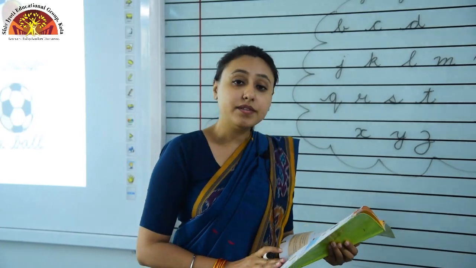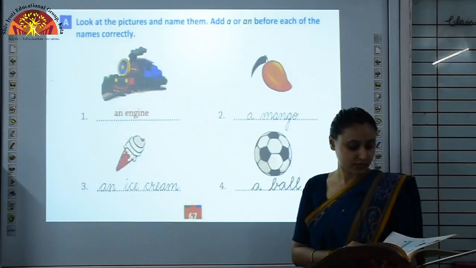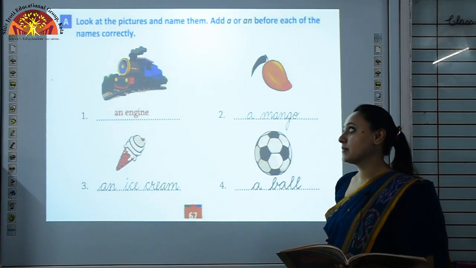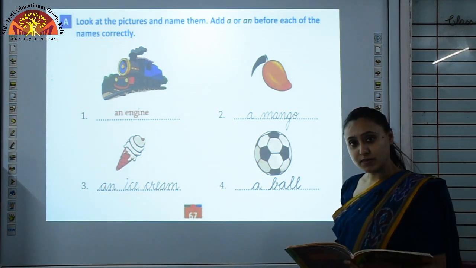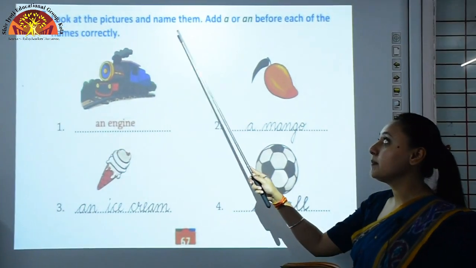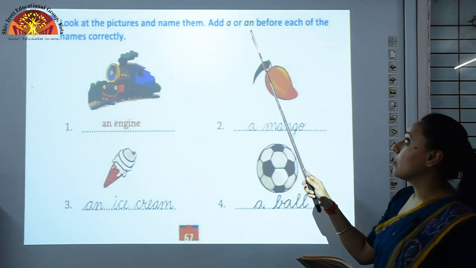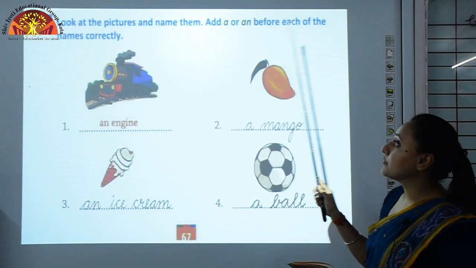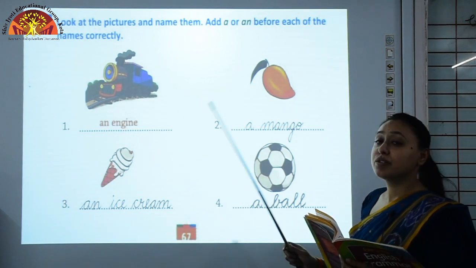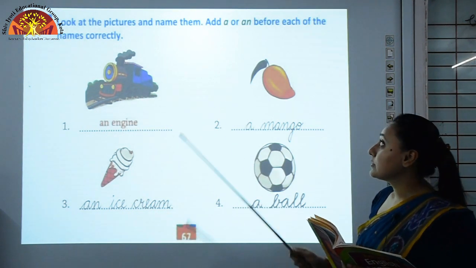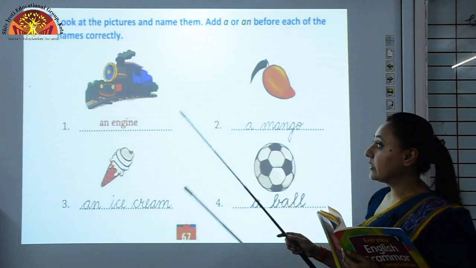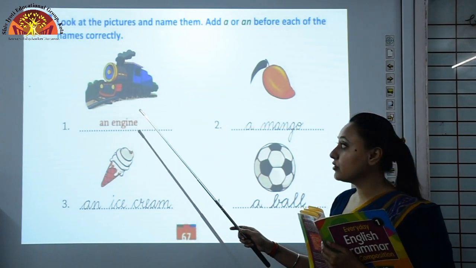Now children, we move to book work. Children, now we will do book work of this chapter. Open your book, take out page number 67. Question A. Look at the pictures and name them. Add A or AN before each of the names correctly. So children, some pictures are given to you. You have to name them, and after that you have to add A or AN before them.